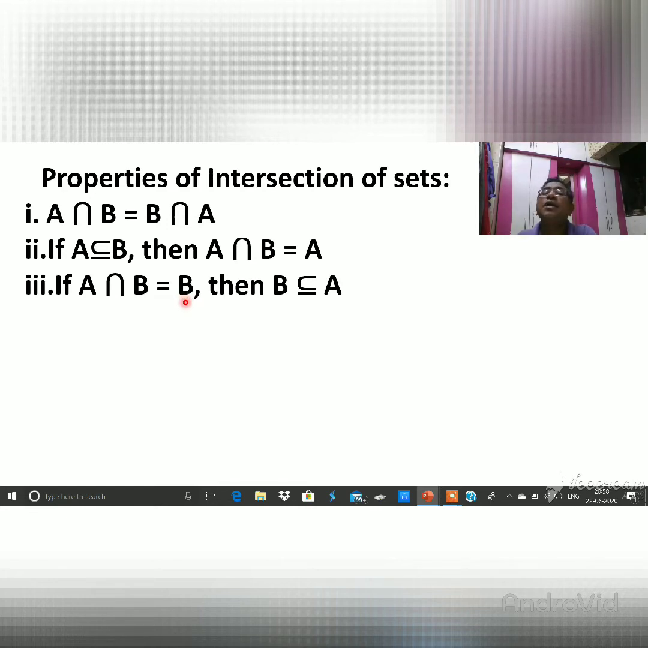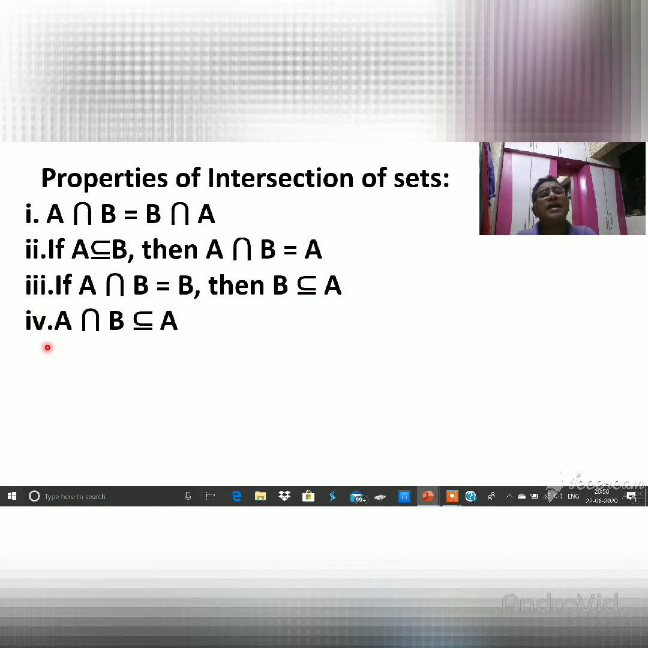That means we can write B is a subset of A, because whatever the elements of B are, they are present in A. So the intersection of A and B gives B, and so we write this property here. Do you understand? Because B is a subset of A, whatever the elements of B are, they are present in A, so when you find the intersection between these two, you get B. So this is the third property. Then we can go towards the fourth property.